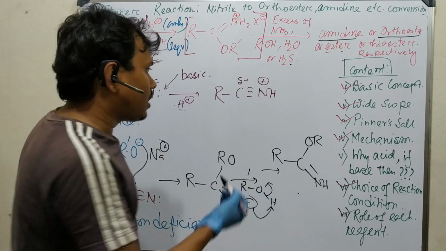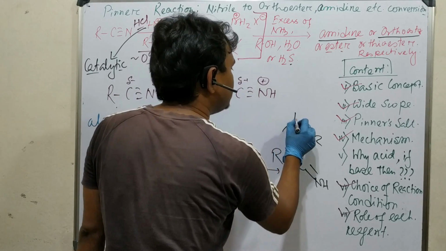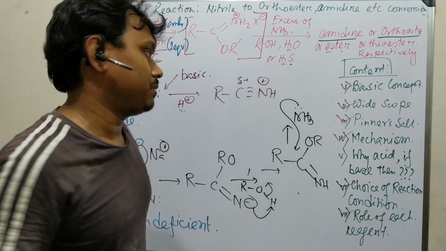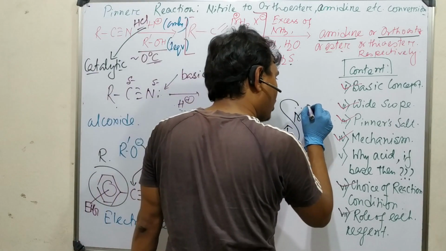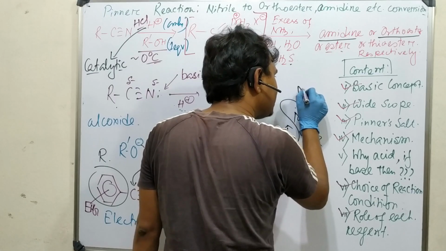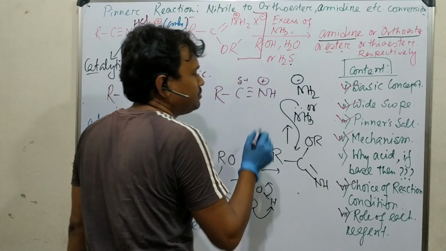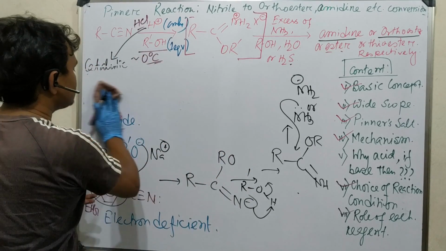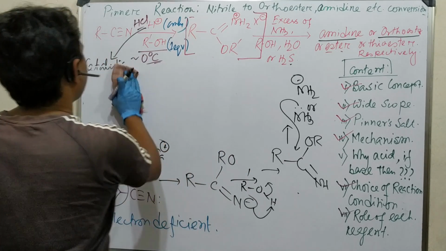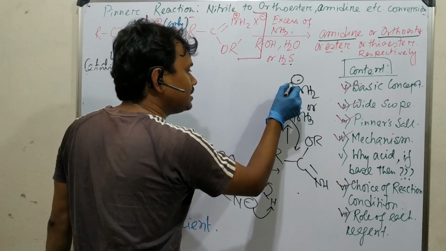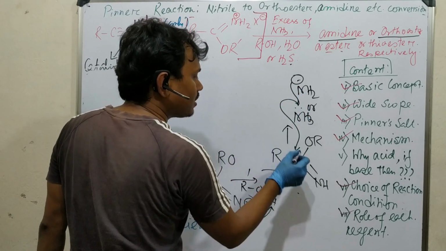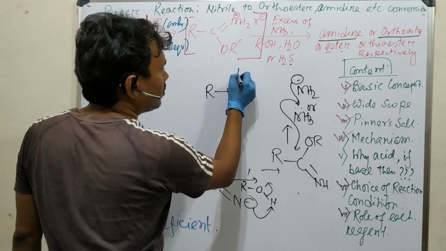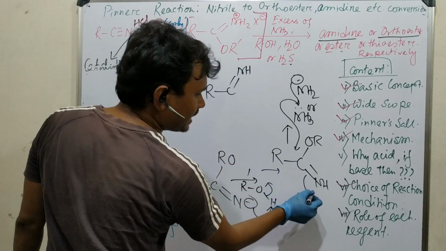Okay, so if right now you use ammonia, it will attack because it is an alkaline medium. This ammonia may attack, or in the presence of base it may be converted into NH2 minus, which can attack instead of this. So what will be the product? R C O. This is NH. If it is attacked, it will open up.